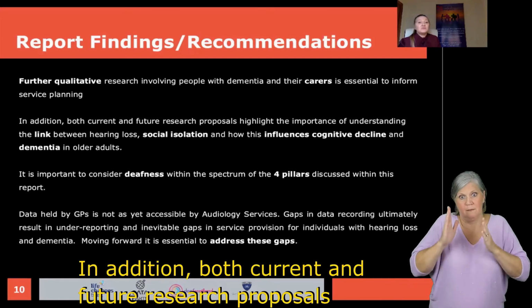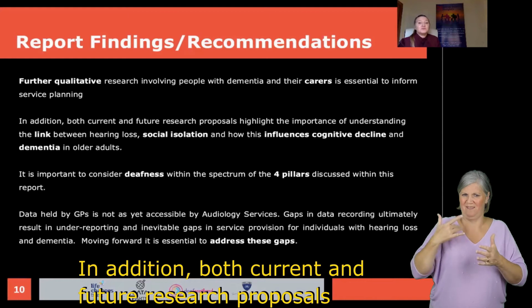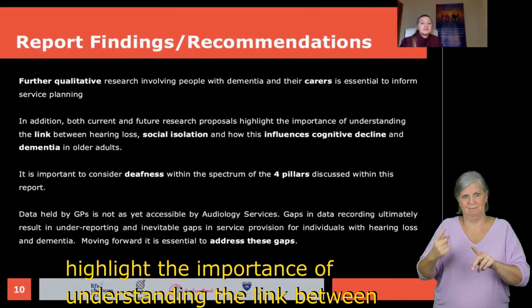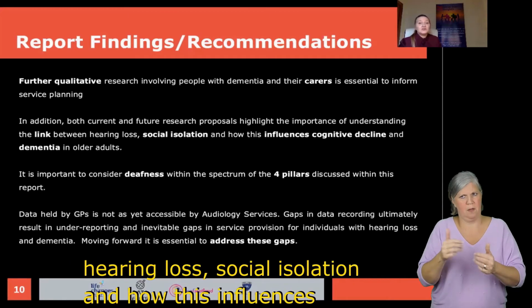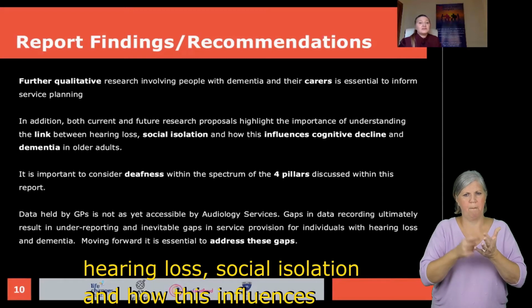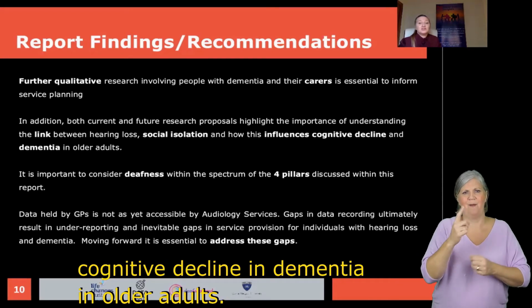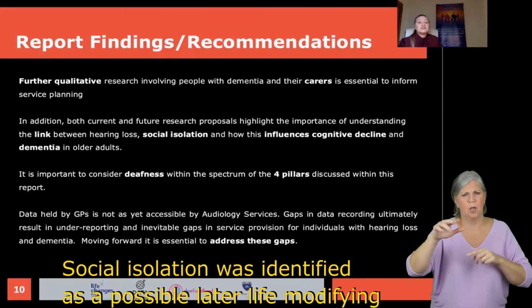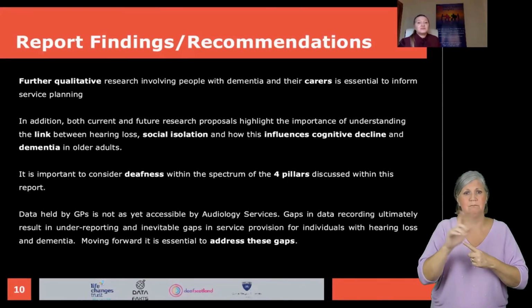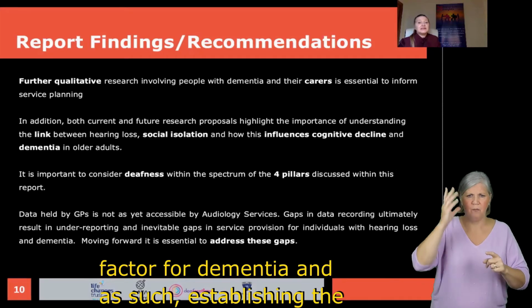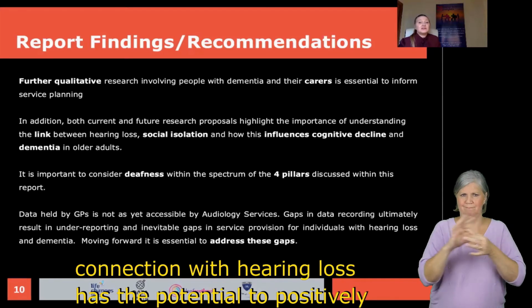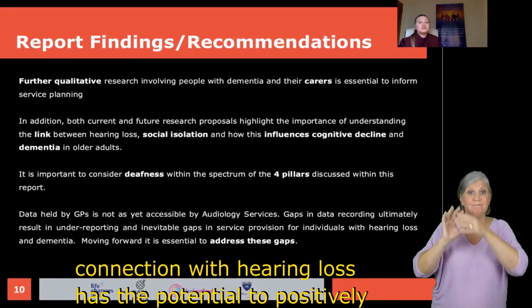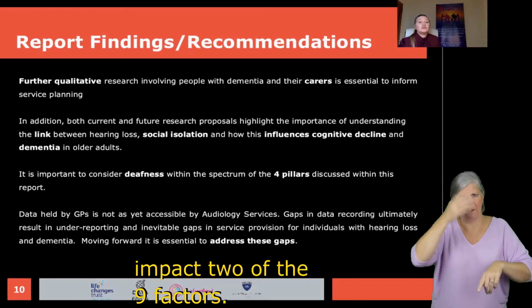In addition, both current and future research proposals highlight the importance of understanding the link between hearing loss, social isolation, and how this influences cognitive decline in dementia in older adults. Social isolation was identified as a possible later life modifying factor for dementia, and as such, establishing the connection with hearing loss has the potential to positively impact 2 of the 9 factors.